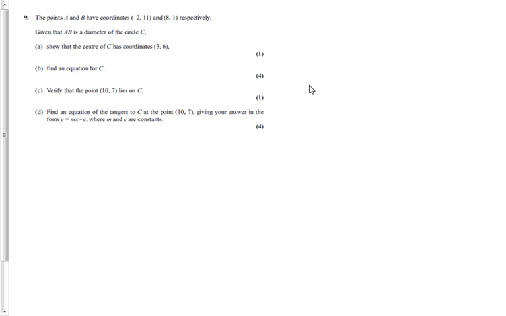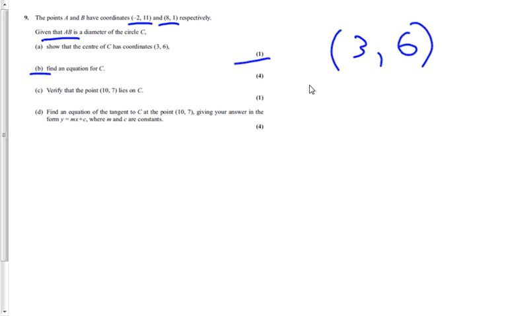That's very straightforward. It's just the midpoint of the diameter, and we're given that AB is a diameter. It's going to be 8 plus minus 2, which is 6. Half of that, 3. 11 plus 1 is 12. Half of that, 6. So that's question 1 mark, easy question.